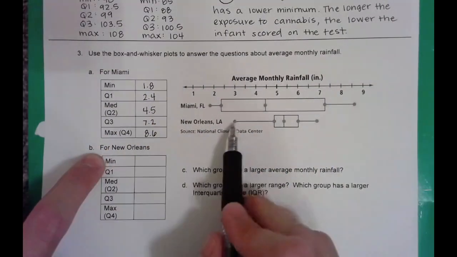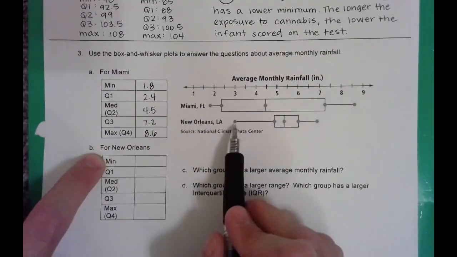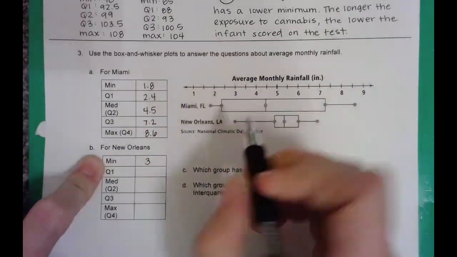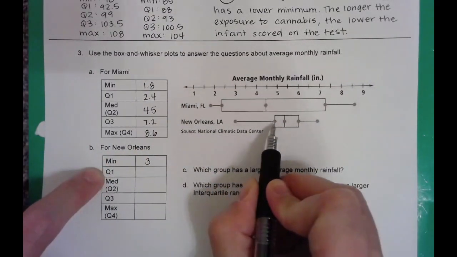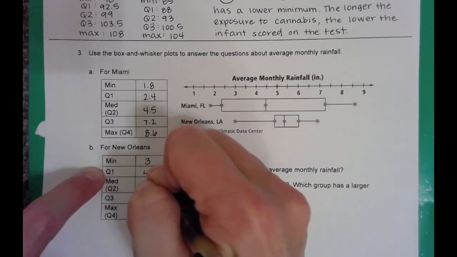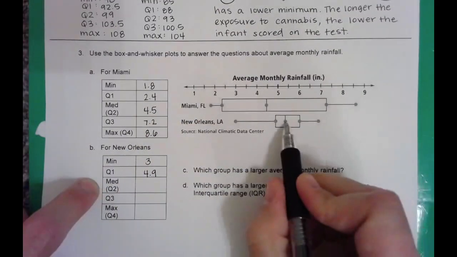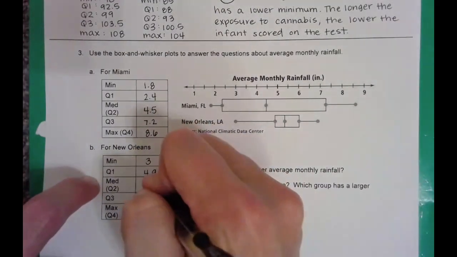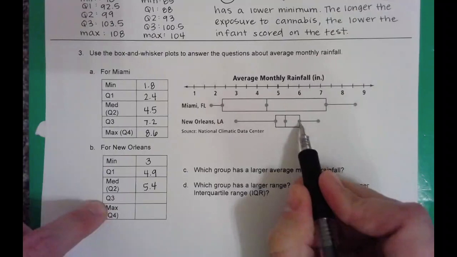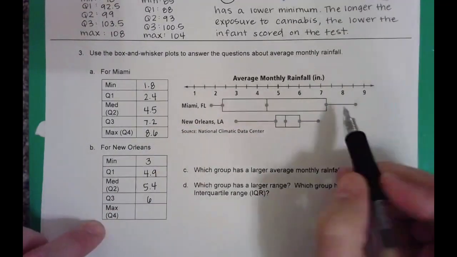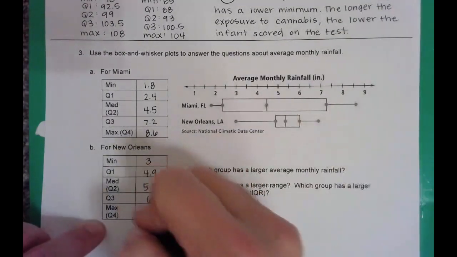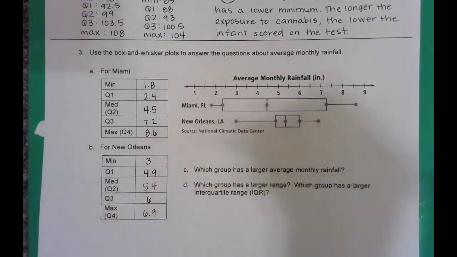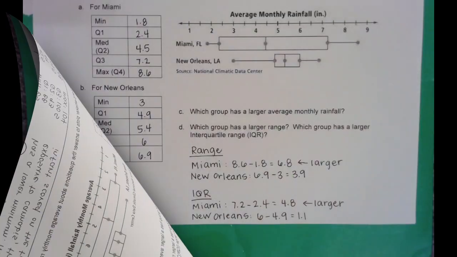For New Orleans, that's this box and whisker plot down here. The minimum point looks like it's at about 3. Q1 is maybe around 4.9, again as an estimate. The median looks like maybe it's around 5.4. Q3 looks like it's right around 6. And then the maximum for this one is at maybe like 6.9. And again, that's just as an approximation.